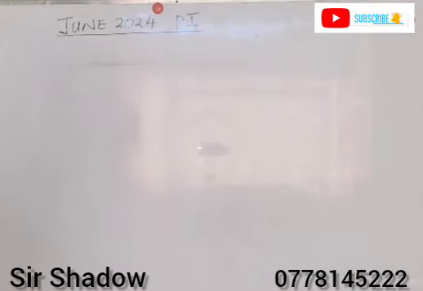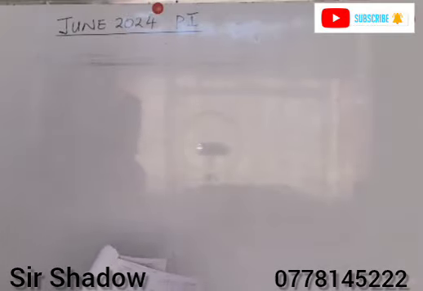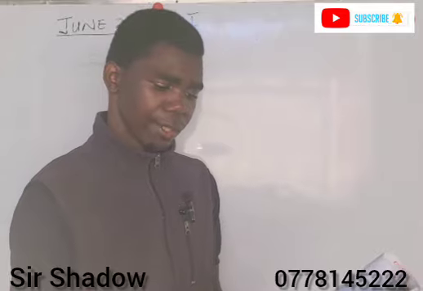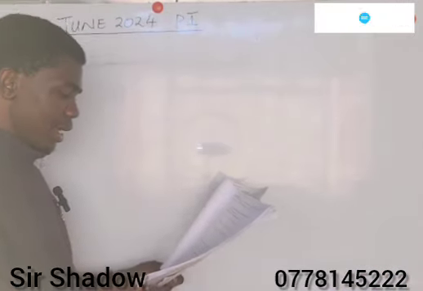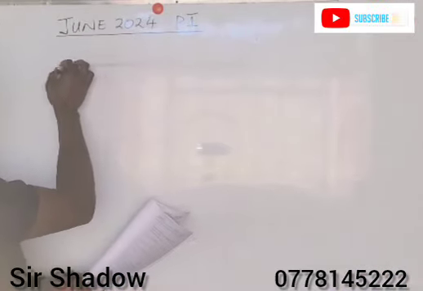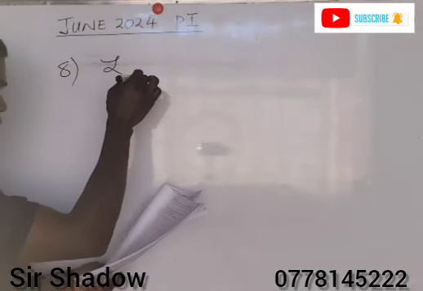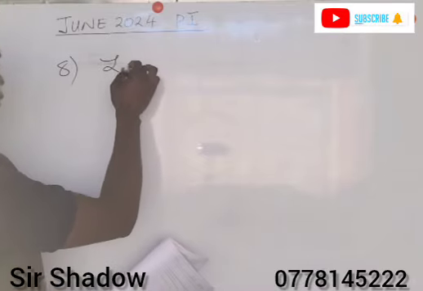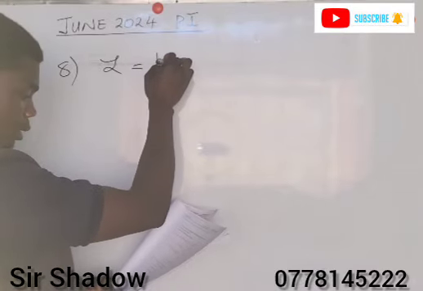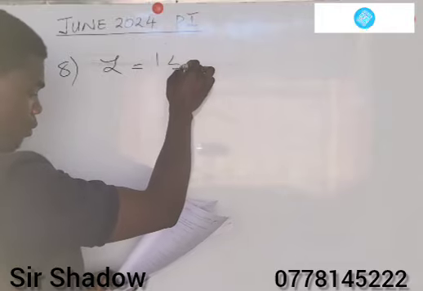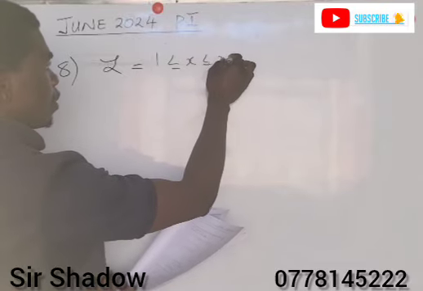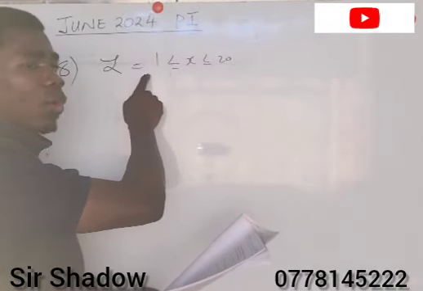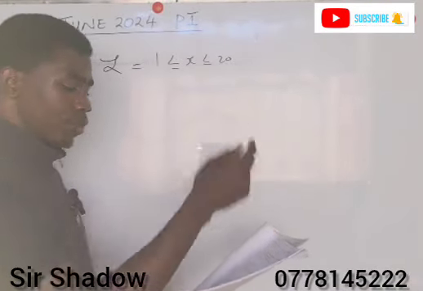Question number 8. Read the universal set. The universal set has subsets A and B, and the universal set is from 1 up to 20. That is, 1 is less than or equal to x, and x is less than or equal to 20, meaning our values start from 1, since 1 is inclusive, up to 20.